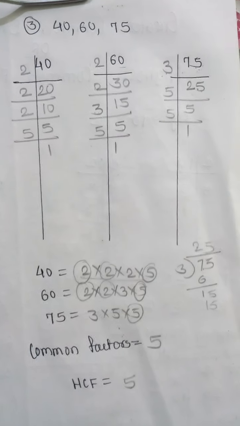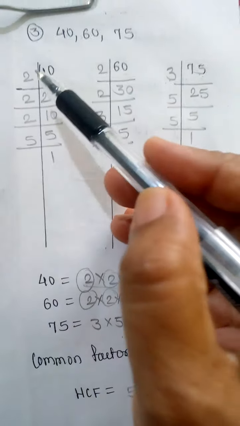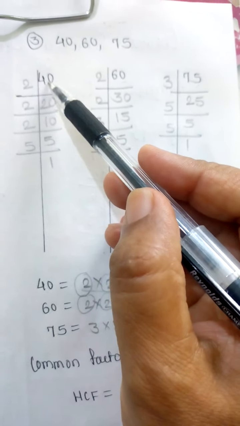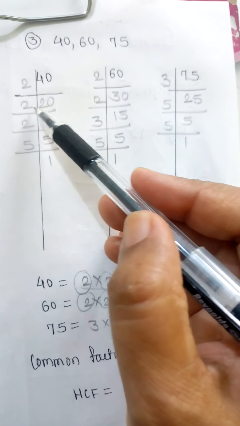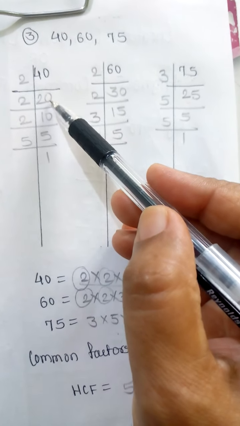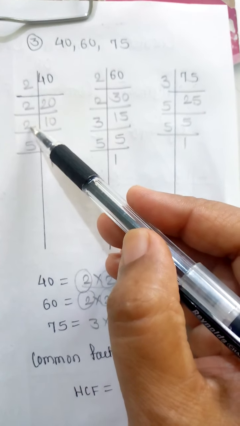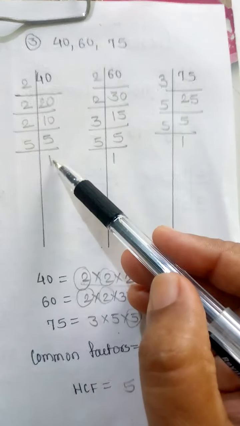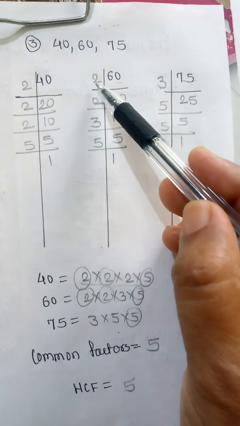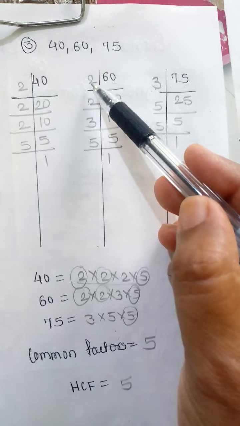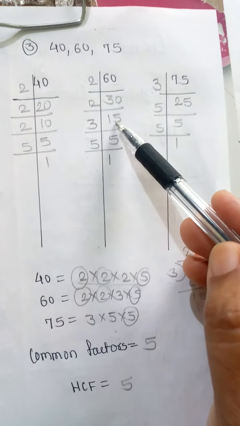Now see this third example here. 3 numbers are there, 40, 60 and 75. So the factors of 40. The lowest factor of 40 is 2. So 2 20s are 40. Again the lowest prime factor of 20 is 2. 2 10s are 20. Then 2 5s are 10. 5 1s are 5. Same way here for 60. Unit place 0 is there. So the lowest prime factor is 2. 2 30s are 60. 2 15s are 30.